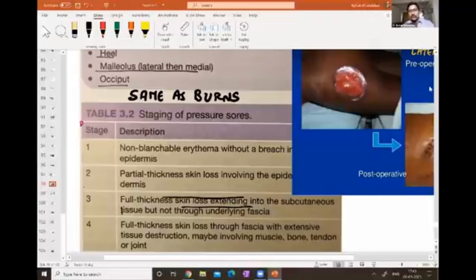Okay. So you should be able to identify the grades of bed sores. If you can see the muscle, if you can see the bone, it's a grade 4 bed sore.